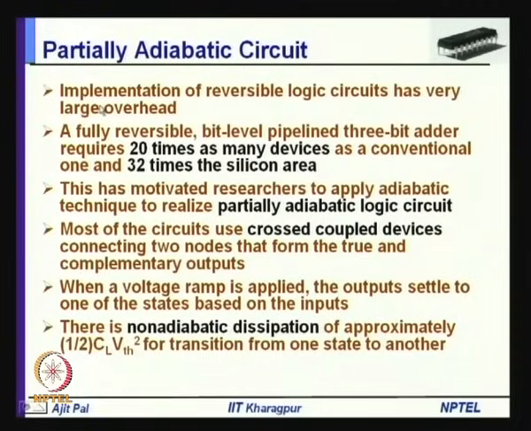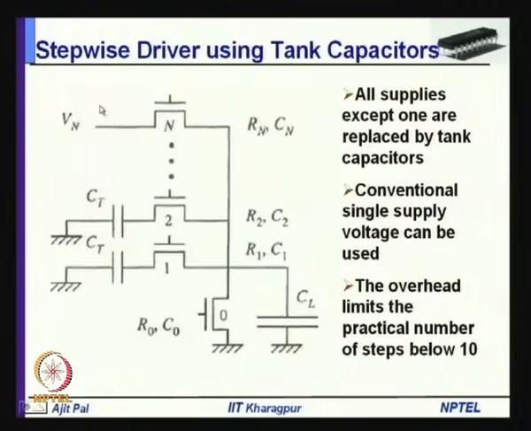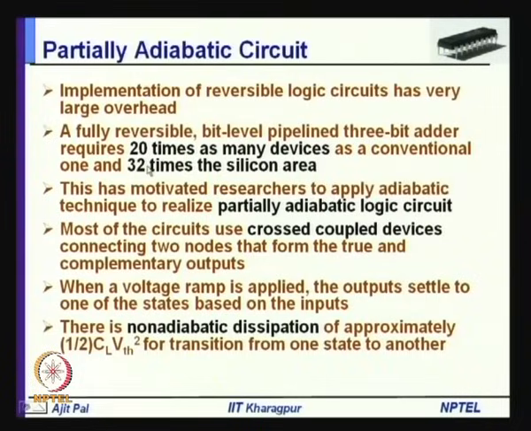Now, as I have told, the implementation of fully adiabatic circuits is very expensive. You will require a large number of transistors. It has been found that a fully reversible bit level pipelined 3-bit adder requires 20 times as many devices as a conventional one and 32 times the silicon area. So, you can see it has got a very large overhead.